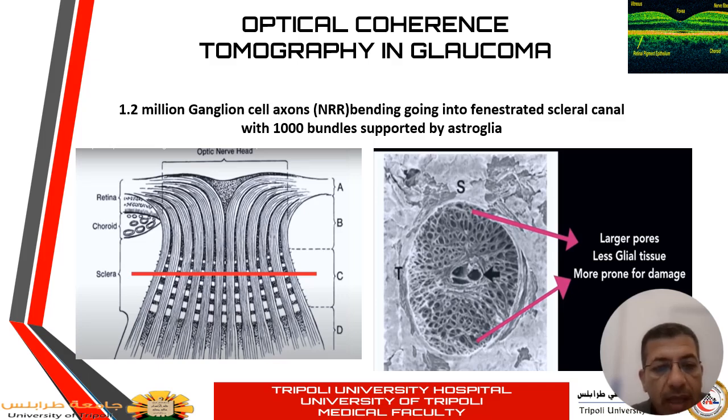Now, if we have a cross-section at the level of the lamina cribrosa, you can see clearly the pores here in the other slide. These are the pores in the superior temporal and inferior temporal areas. There are large pores with minimal interconnecting tissue. So this makes this area very susceptible to elevation in the intraocular pressure, leading to kinking and cessation of axoplasmic transport. In turn, this will lead to apoptosis and death of the ganglion cells. This is the mechanism of the mechanical part of glaucoma.